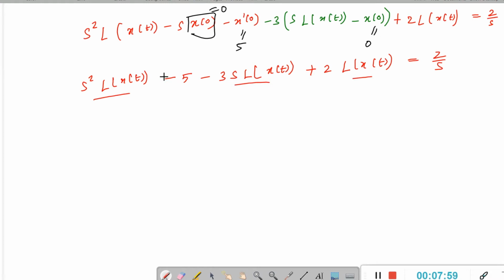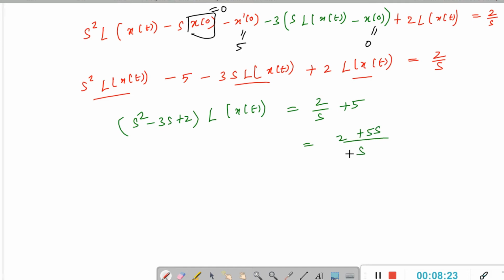In the remaining terms, you take L of x of t as a common term, which is equal to s square minus 3s plus 2. Directly I am writing this step: L of x of t equal to 2 by s plus 5. If you take LCM, you get 2 plus 5s divided by s. Now, our aim is to find x of t.